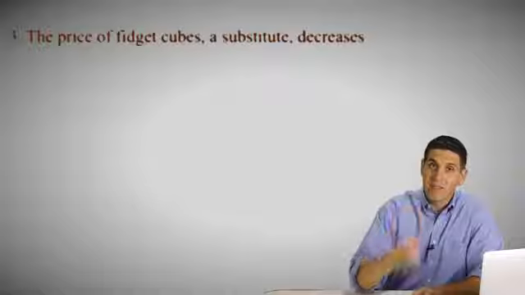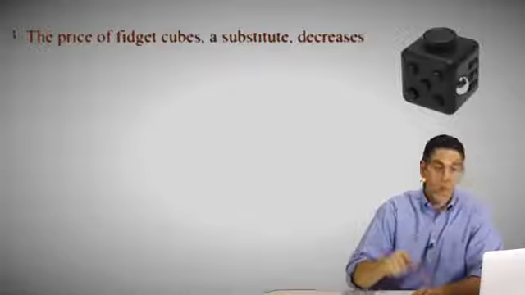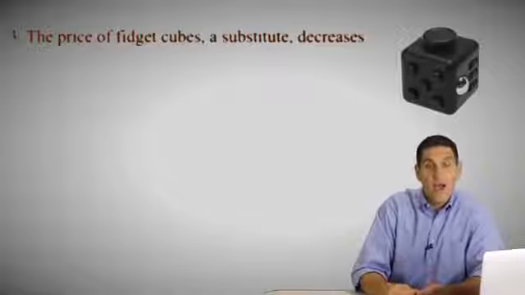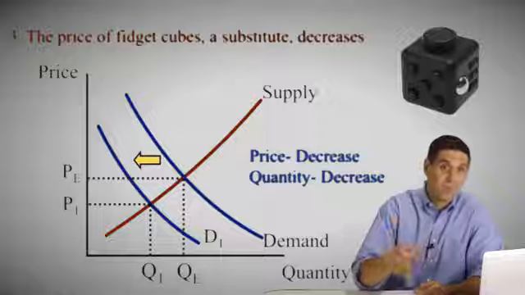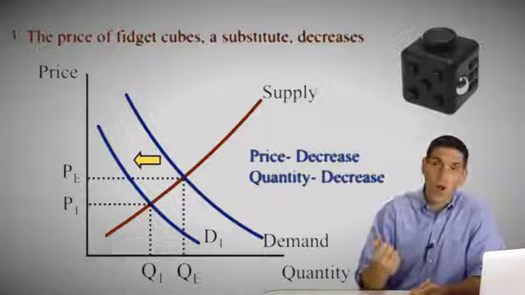For number 3, we're talking about a substitute, in this case, fidget cubes, right? Not fidget spinners, but fidget cubes. Their price is cheaper. So it's really cheap. It costs 3 cents to go get a fidget cube. So people are going to buy less fidget spinners because they're substitutes for each other. So the demand's going to fall, price and quantity both go down.